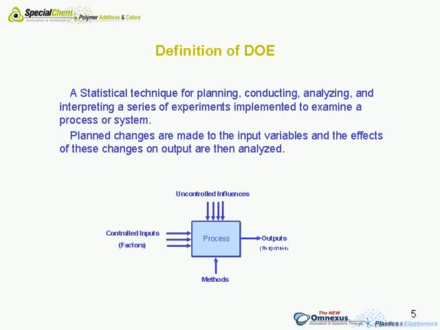The definition of DOE, rather than I'll read it, sort of power read it. It's a statistical technique for planning, conducting, analyzing, and interpreting a series of experiments implemented to examine a process or system. Plan changes are made to the input variables, and the effects of these changes on the output are analyzed.